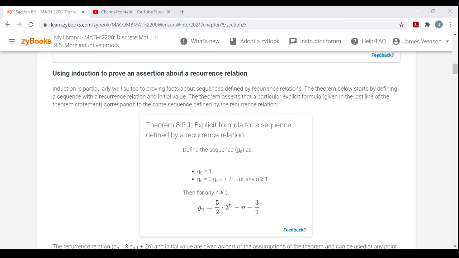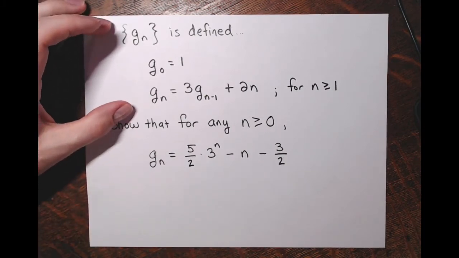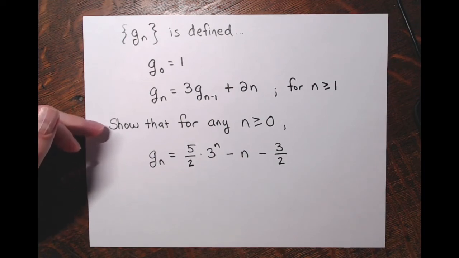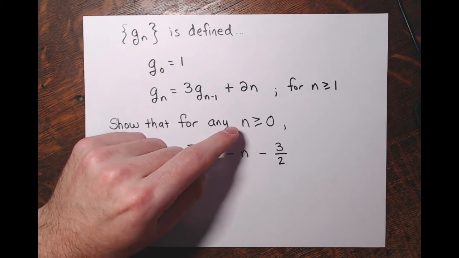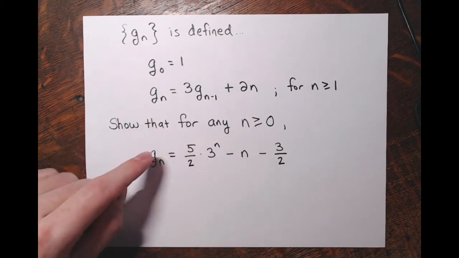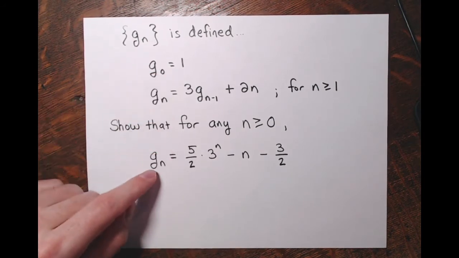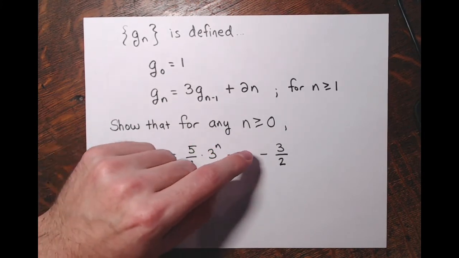All right, so let's see, I'm going to go with some paper and we'll prove this by induction. So again, we're given this definition of a sequence, and we're asked to prove that for any integer n greater than or equal to 0, the nth term of this sequence, or the n plus first term, because we're starting at G0, is 5 halves times 3 to the nth minus n minus 3 halves.